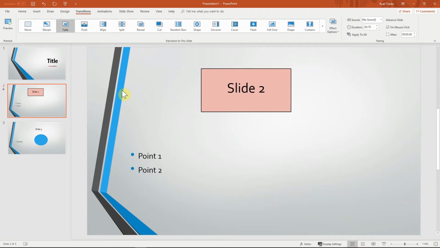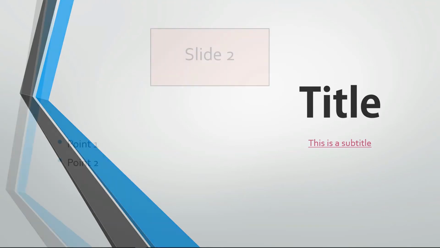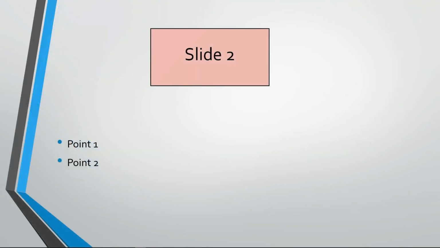There are several ways to do this, but my favorite way to do it is actually to just press the F5 key on the keyboard. So I'm going to do that. And what that's going to do is just take you to your first slide. So we've got the title one here. Now if I click or if I press spacebar, that's going to take me to the next slide. And you can see it faded in. So a nice simple transition.